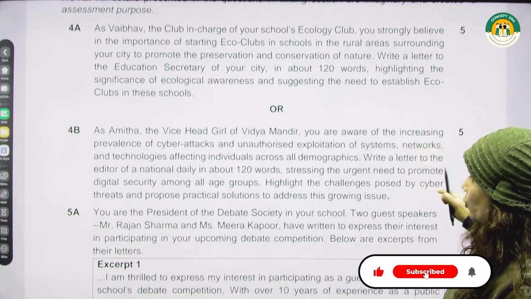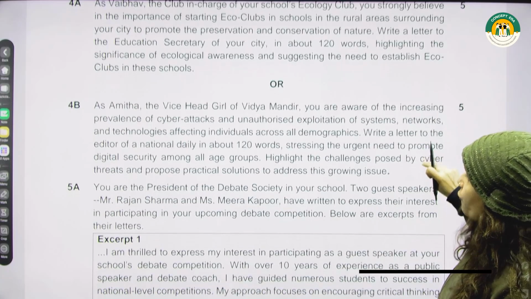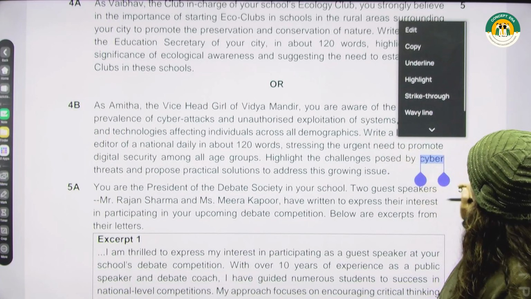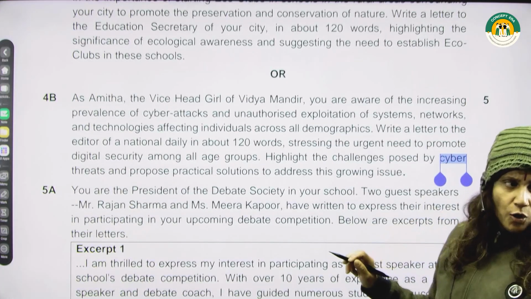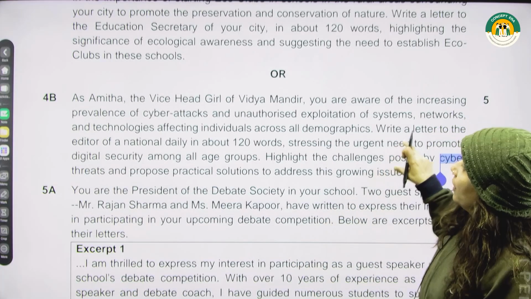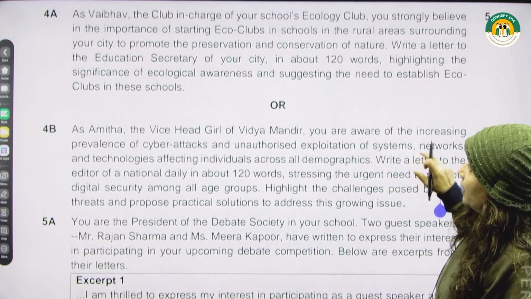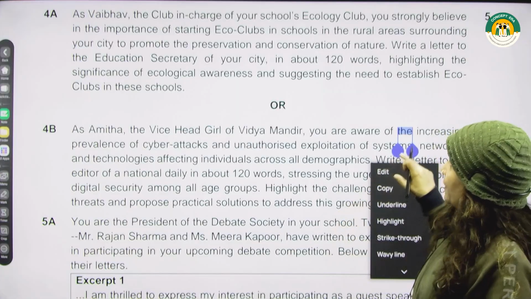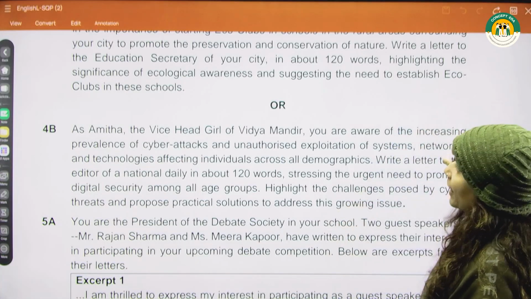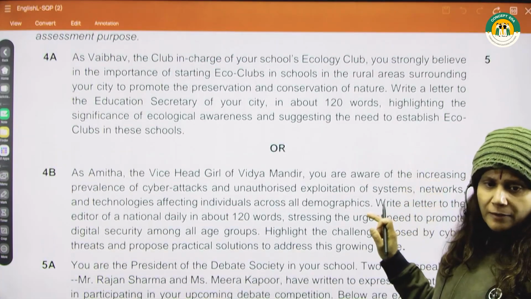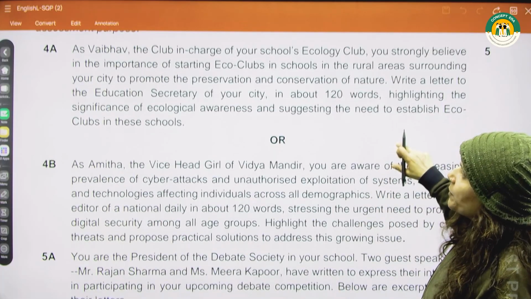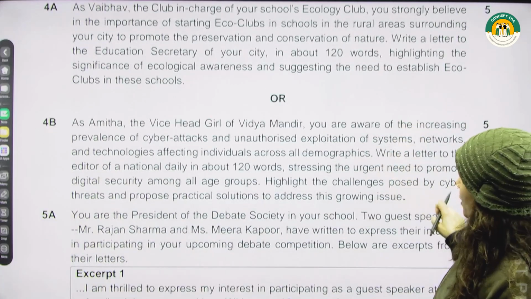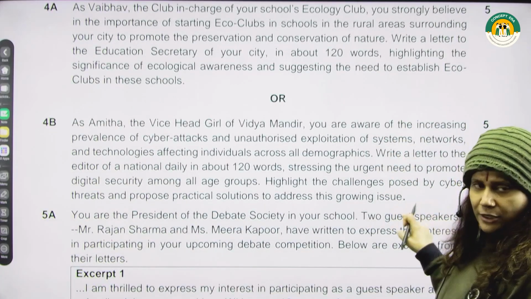Similarly, question number 4B, it is also a formal letter writing. Question number 4B, it is an editorial letter. Okay, so there are certain types of letters which a child is supposed to prepare. Like in formal letter writing, the types of letter which are prescribed by CBSE, these are editorial letters. One of the questions, if you see question number 4B, it is an editorial letter, or we can say letter to editor.